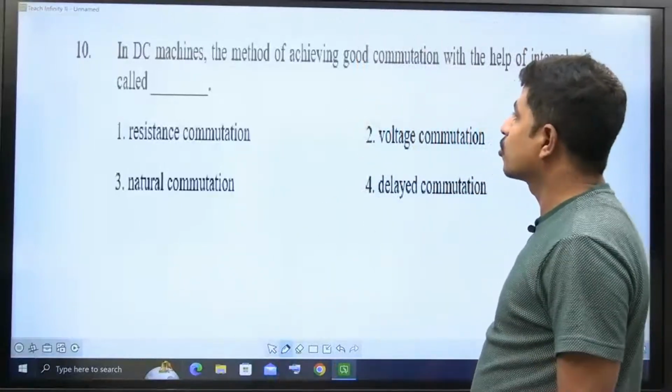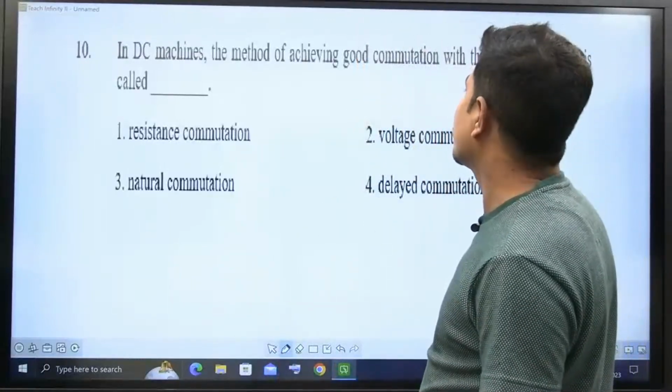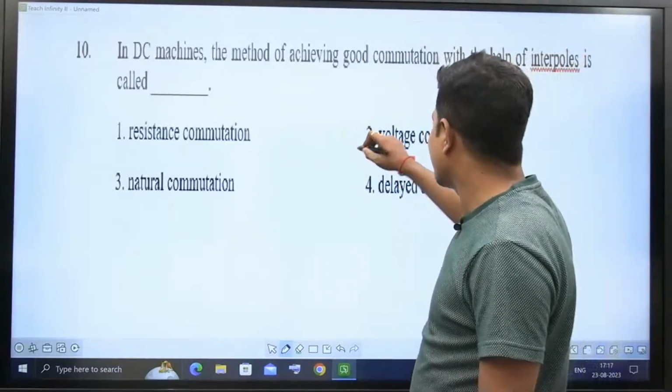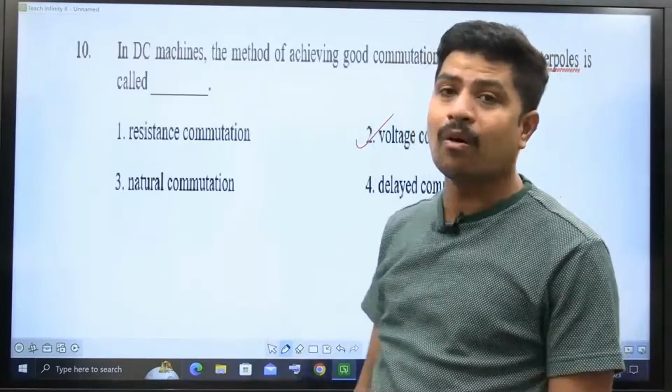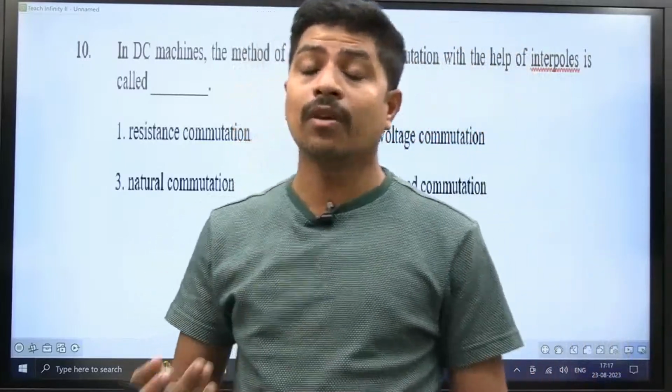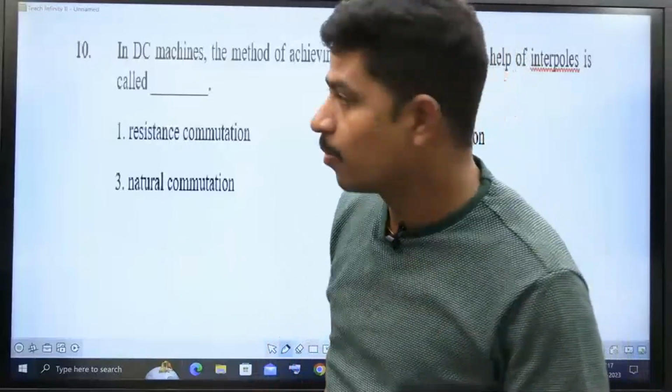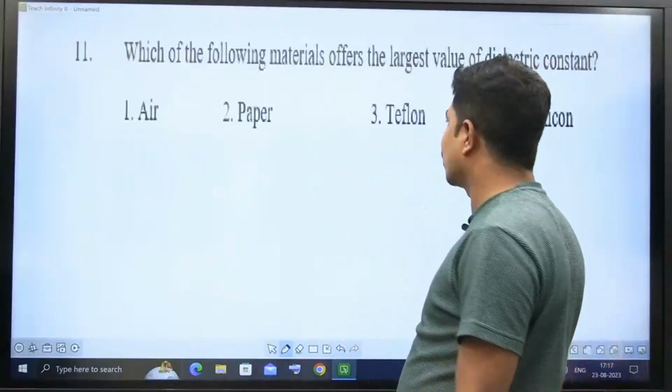Let's read this question. In DC machine, the method of achieving good commutation with the help of interpoles is called EMF commutation or voltage commutation. With the help of interpoles, if we are achieving good commutation, it is called voltage commutation or EMF commutation. That is also a direct question.